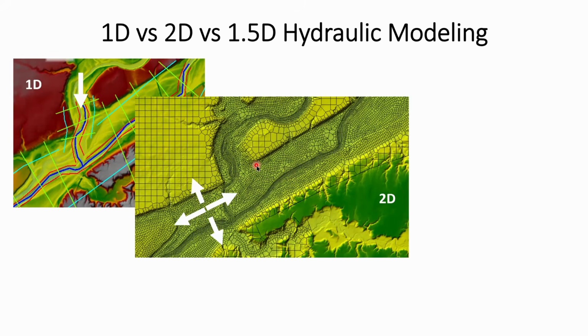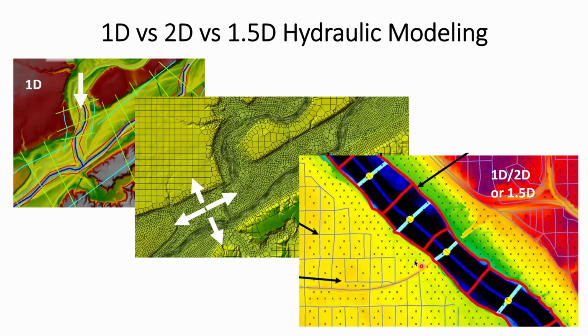So this is a 2D model that you see here, and sometimes both 1D and 2D are combined, which is what you see here. In the main channel, we are doing calculations at each cross section. So this is the one-dimensional part. And then when the water goes into the floodplain, we have a mesh, and this is the 2-dimensional part. So this is called 1D/2D, or sometimes we also call this 1.5D. But in this video, we are going to be focusing on the 2D modeling.